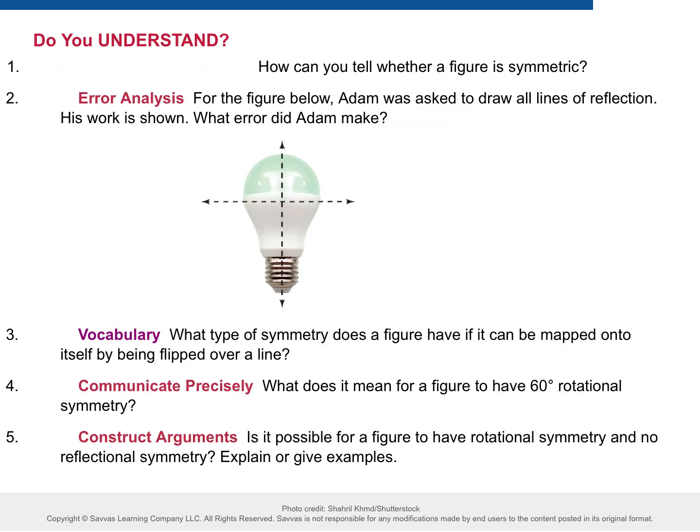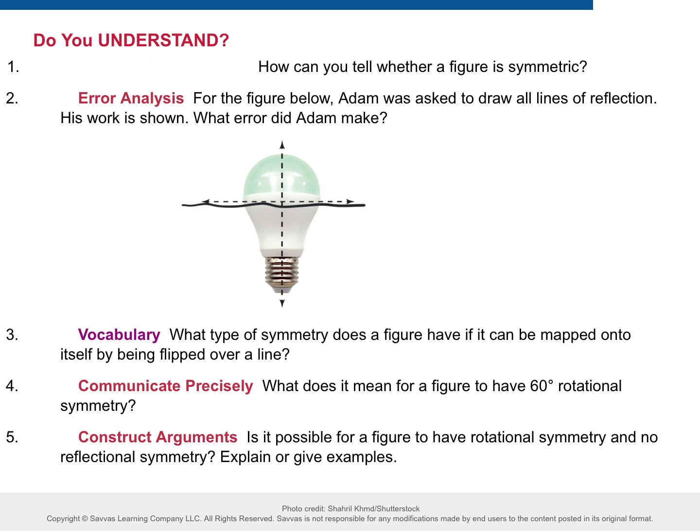We're going to talk about the left side here. How can you tell whether a figure is symmetric? How have we been describing it? If something matches up, right? And we talked about reflectional, rotational, and point, right? Okay. What is the error that Adam did in number 2? Oh, it can't go horizontal. Right. Do not go home and try to bend a light bulb in half.